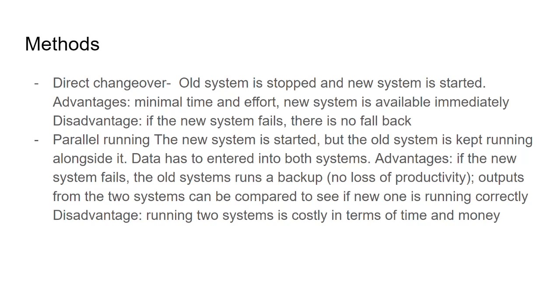Some disadvantages are obviously running two systems. It is costly in terms of time and money, and you also have to keep transferring the data from one system to another. You have to manually input the data in both systems. So that is direct changeover, where you ditch the old system and start the new system. That is parallel running, where the old system and the new system are run together to see if the new system is up to mark, and if the new system fails, we can go back to the old system.